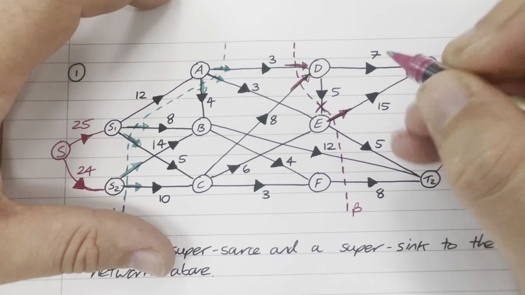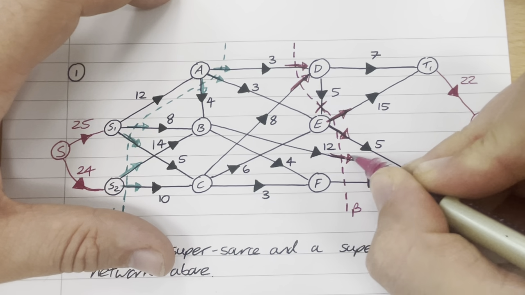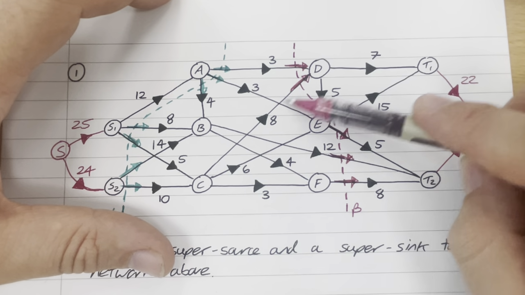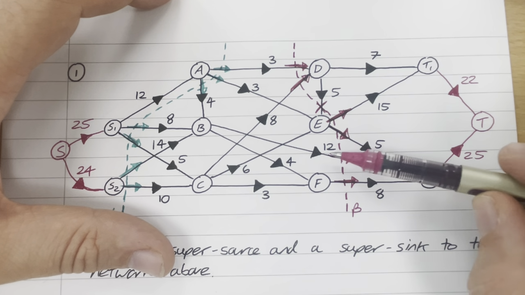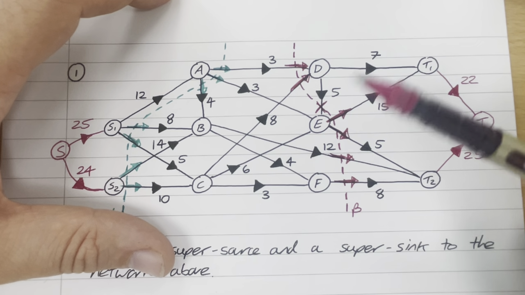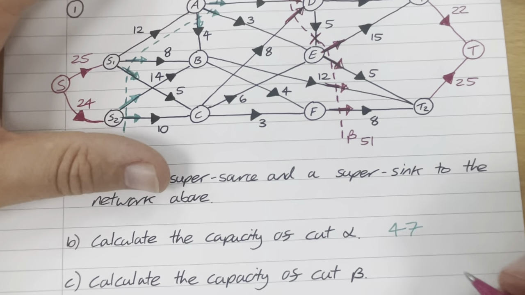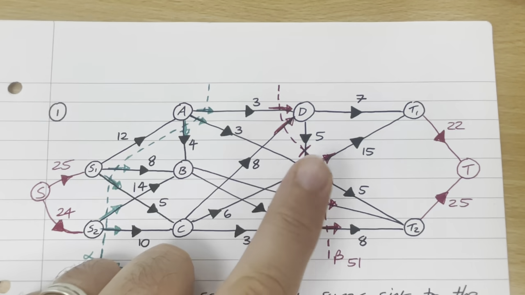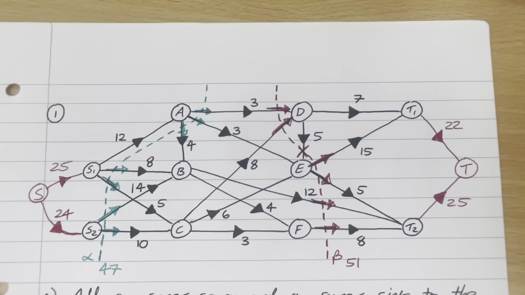That one goes from source to sink, so that one's okay. This one is source to sink, so that one's okay, as is that one, and as is that one. Okay, so we've got 3 plus 8 is 11. Plus 15 is 26, plus 5 is 31, plus 12, 43, plus 8 is 51. So 51 is the value of my cut beta. So I'm going to pop that in my answer space. Okay, a common mistake there would be to calculate it as 56 by including that 5. Okay, part D.